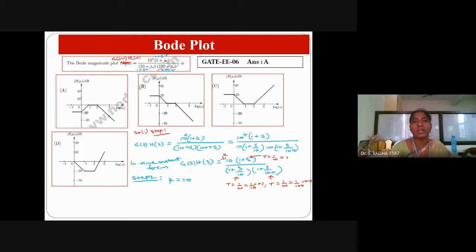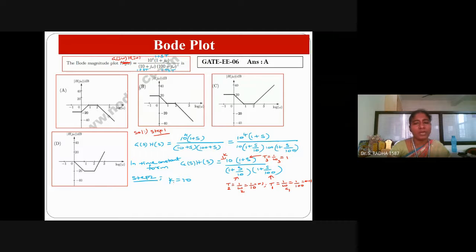Based on the increasing order, you have to give the numbering. This is the first corner frequency, T1. This is the second corner frequency, T2. This is the third corner frequency, T3. As a suffix you can put ωC1, ωC2, ωC3, or otherwise ω1, ω2, ω3. No problem, we must understand, that's all. Why have I given it in increasing order? 0.01 is the smallest, 0.1 is the next highest, and 1 is the next highest. We have three corner frequencies.